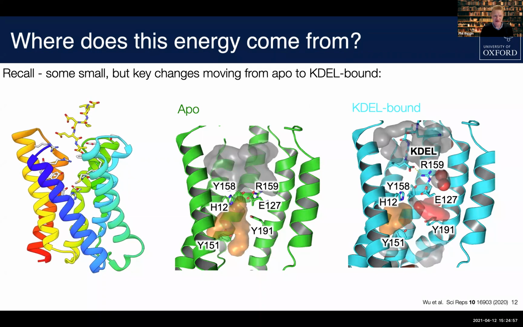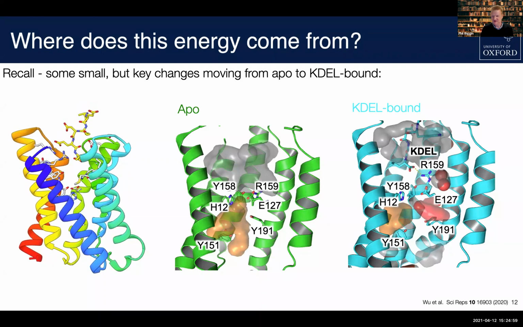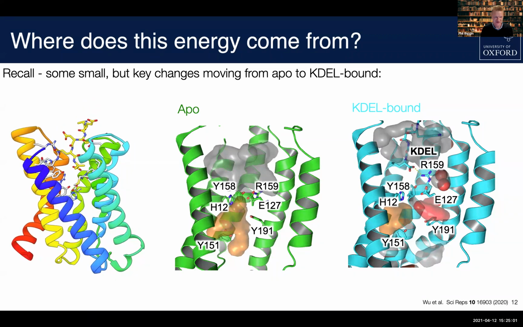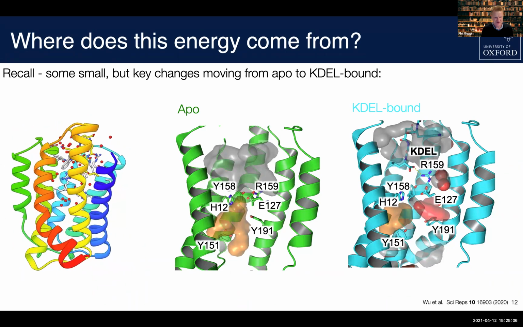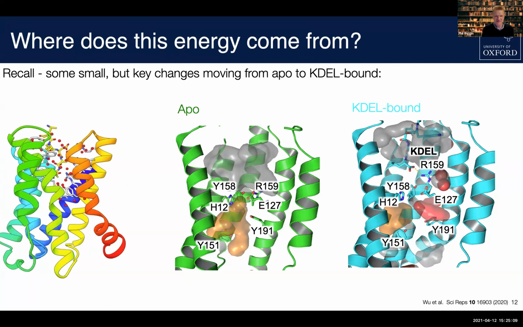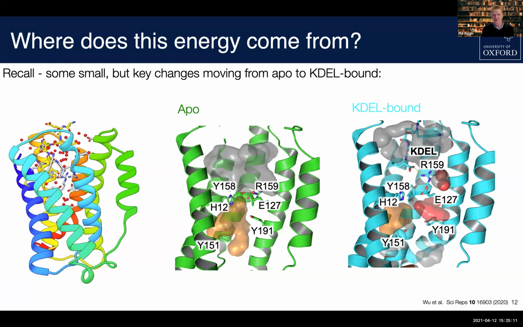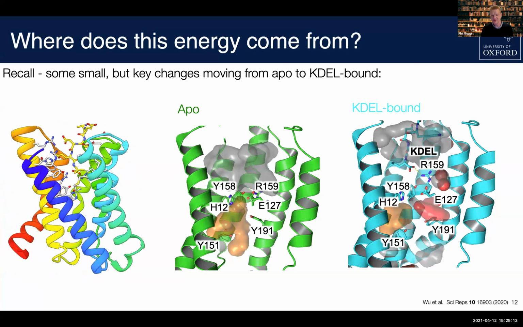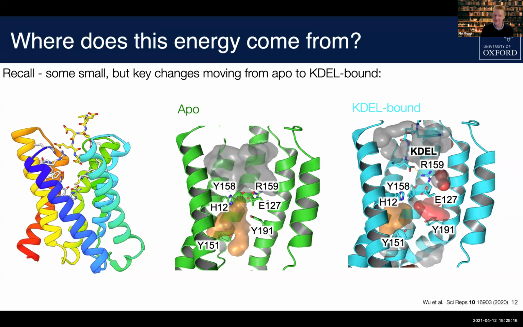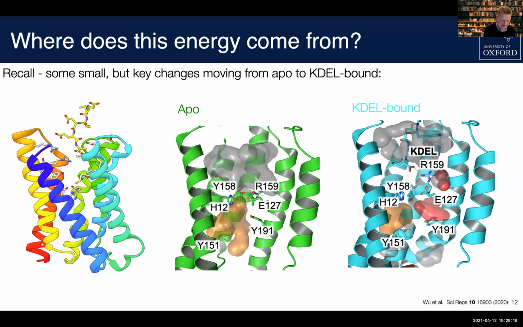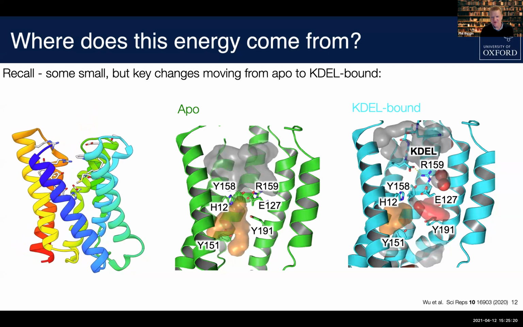So where does that energy come from, right? So that sounds maybe interesting, but where does the energy come from? And if you remember from that little movie I'm showing you on the left and just repeating it, there are some key changes that happen when you move from the apo state to the KDEL bound state. And you can see probably this helix is one of those changes. But another key change that's maybe not obvious from the movie is that there are water pockets that exist in the apo state and in the KDEL bound state.